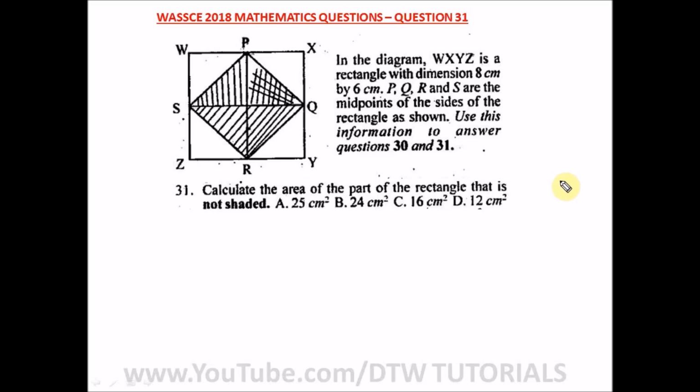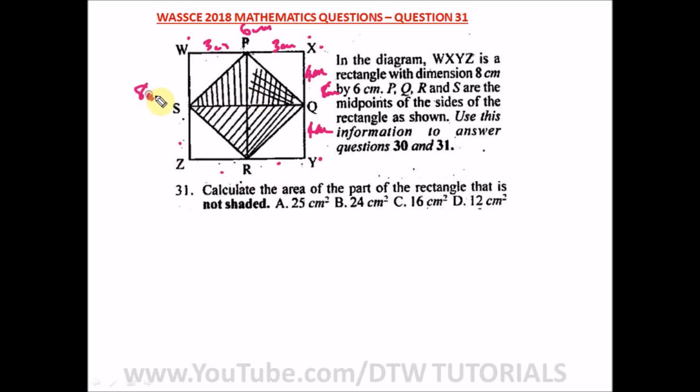Question 31 of the WASSCE 2018 Mathematics Past Question, that's your WAEC exams. It says in the diagram, we have this with dimensions 8 centimeter and 6 centimeter. Remember here we said from here to here is 8 centimeter, while from here to here is 6 centimeter. PQRS are midpoints of the sides. So here is 3 centimeter, here is 3 centimeter, and here is 4 centimeter and 4 centimeter, and the same with this side and also this side.